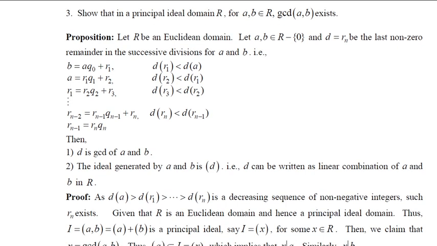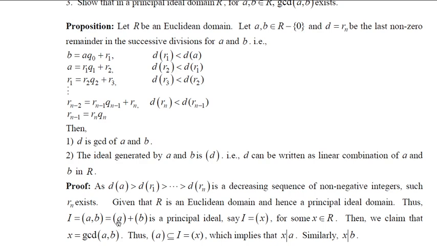Now you know that this ideal I contains both ideal A as well as elements of ideal B. Therefore, ideal A, the ideal generated by A, is a subset of I, but I is nothing but principal ideal X. Therefore, what is the smallest ideal which contains A? We knew that it is principal ideal A.